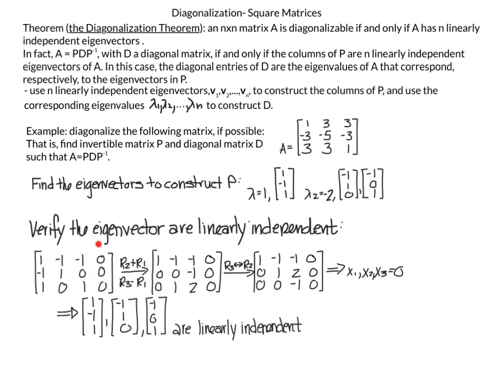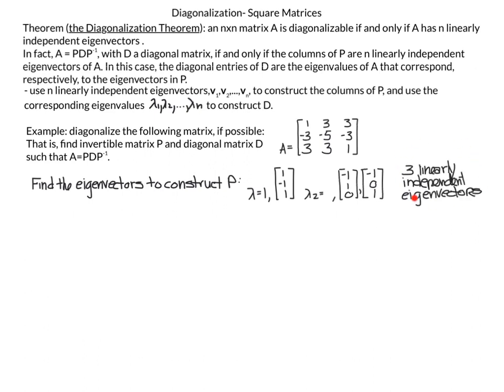And I look at the homogeneous equation. I want to know whether or not there are non-trivial solutions. So I row reduce, and what I get is x1, x2, x3 equals 0, which means that my 3 vectors are linearly independent. So I'm just going to note here that these 3 eigenvectors are linearly independent, which means I can use these 3 eigenvectors to construct the columns of P. So P now is equal to my first eigenvector, 1, negative 1, 1, my second eigenvector, negative 1, 1, 0, and my last eigenvector, negative 1, 0, 1.